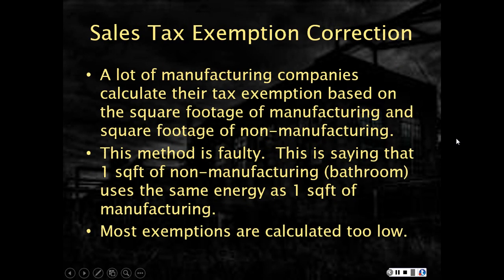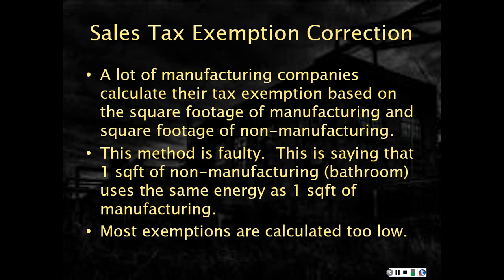Now, why is this? How might they get a wrong number? A lot of manufacturing companies calculate their tax exempt percentage based on the square footage of manufacturing and the square footage of non-manufacturing. It's a simple way of calculating it, but the method is faulty. This is saying that 1 square foot of non-manufacturing area, like a bathroom, uses the same amount of energy as 1 square foot of manufacturing.